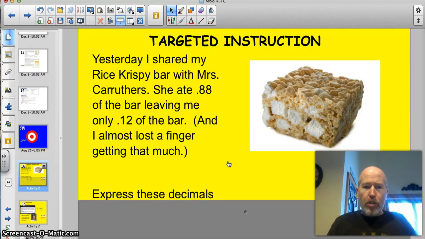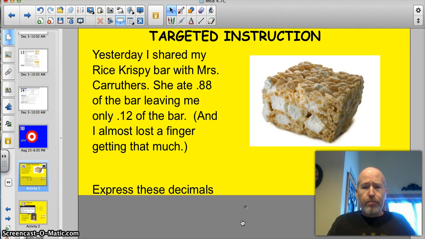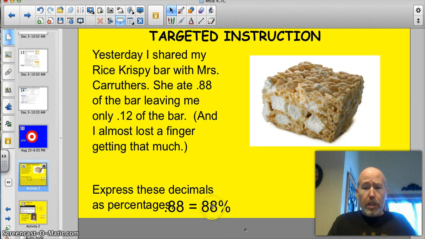Yesterday I shared my Rice Krispie bar with Miss Carruthers. She ate 0.88 of the bar, leaving me only 0.12 of the bar. And I almost lost a finger getting that much. Express these two numbers as decimals. She ate 0.88. I ate 0.12. So it adds up to be 100%. It's really straightforward.